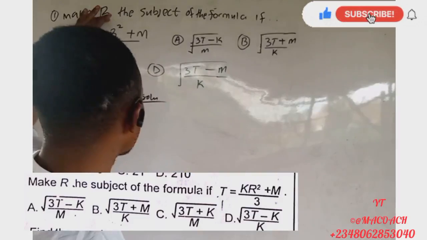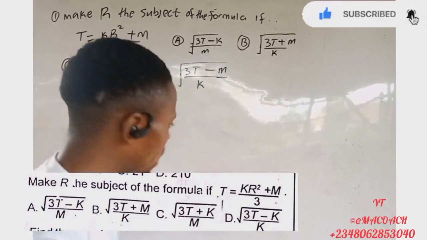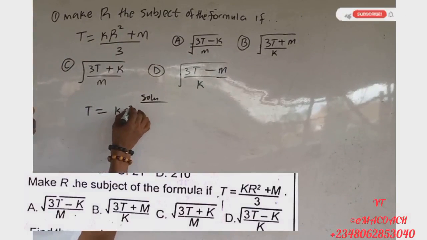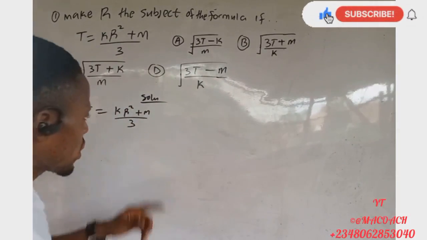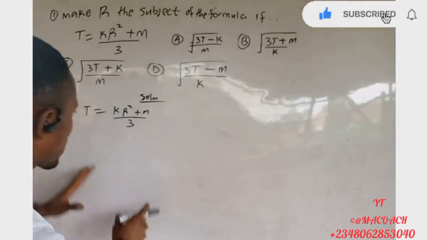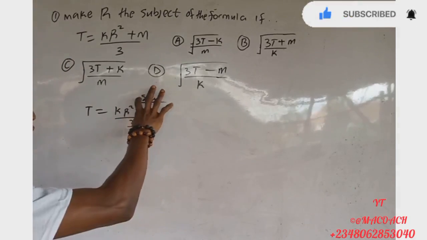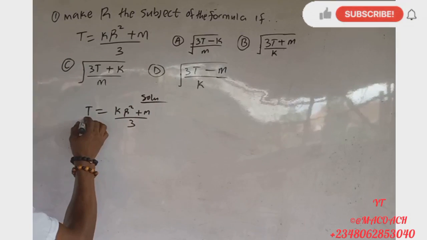How we solve for the subject of a formula is very simple. Let's write the question outside: t is equal to (kr squared plus m) divided by 3. We want to make r the subject of the formula. When you see an expression like this, this side is in fraction, but this one is not. To make this one a fraction, introduce a power of 1 to it.